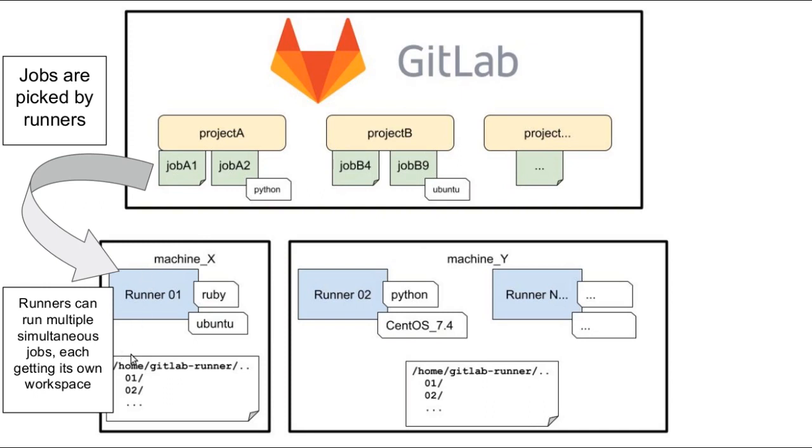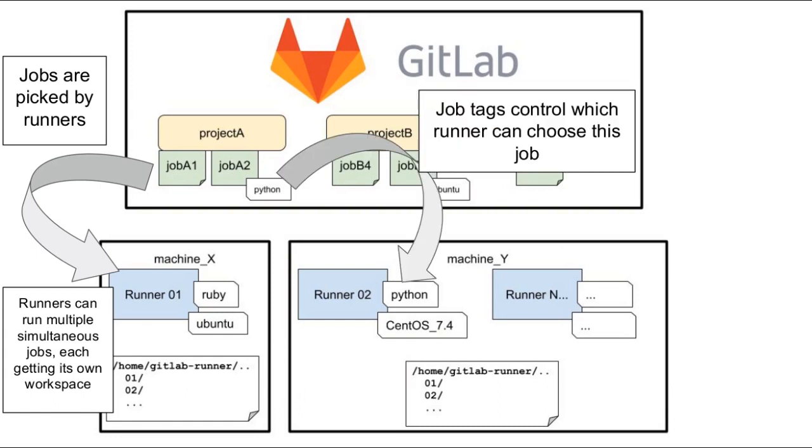So runners can run multiple simultaneous jobs, each getting its own workspace. I already touched on that. So there could be 2 workspaces here. There could be 50. If you have a honking machine, maybe you've set your one runner to be able to run up to 20 simultaneous jobs. All that stuff is configurable.